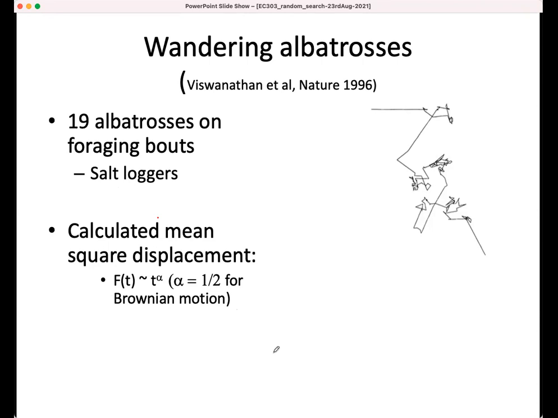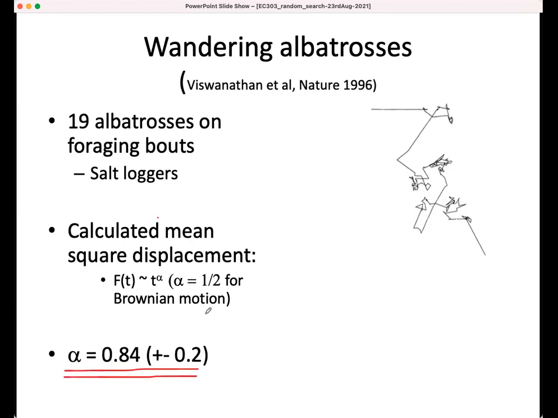Okay, of course, as we know, if you take the root, what they were calculating was the root mean square displacement, which is really the same as what we were doing, but with a square root. They were expecting alpha equal to half for Brownian motion, but what they found for the mean square displacement was actually 0.84.